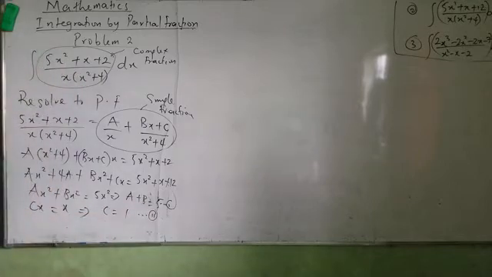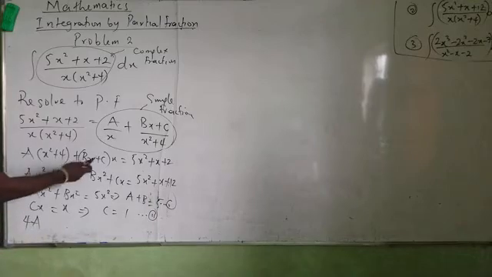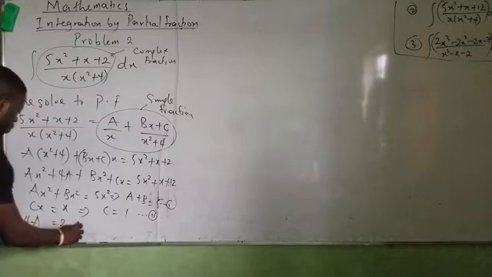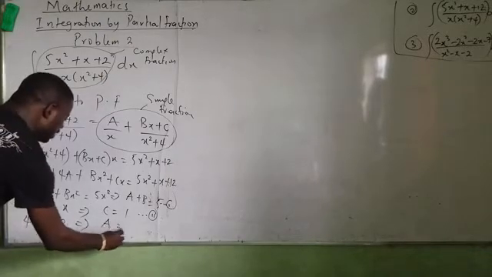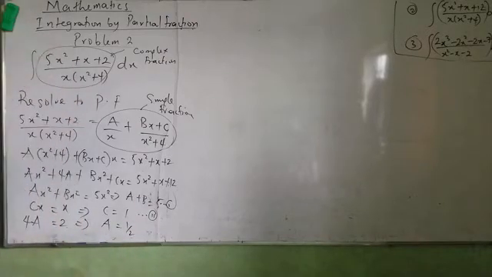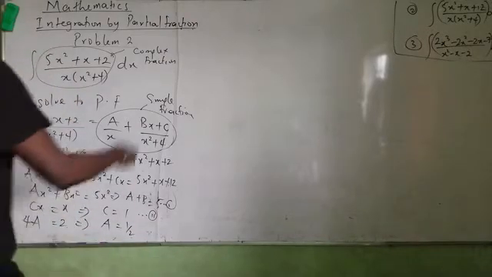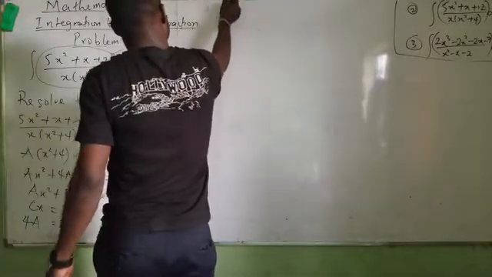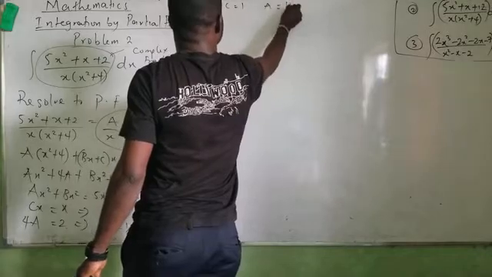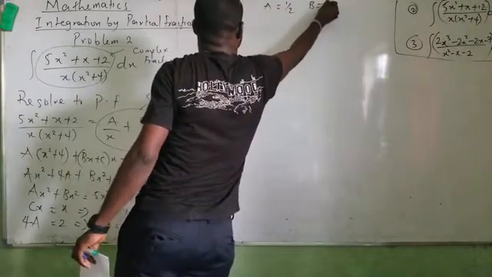Now, the last one that has no x, I'll be having 4A equals to 2, which implies A equals to 1 over 2. Since I have my A, and C is 1, A is 1 over 2. What will be my B? Let's try to look for B.